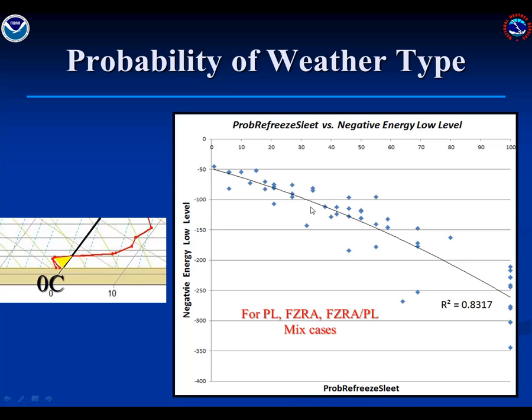And they're two different techniques, and you can see that the relationship, while it's not too bad, 0.83, it's certainly not as strong of a relationship as we saw with the warm layer aloft. But there certainly is a relationship between the negative low-level energy, if you did an areal calculation in joules per kilogram, and the probability of refreeze to sleet that's used in the probability of weather type. So there is a footprint of Burgoyne that is alive in the probability of weather type.